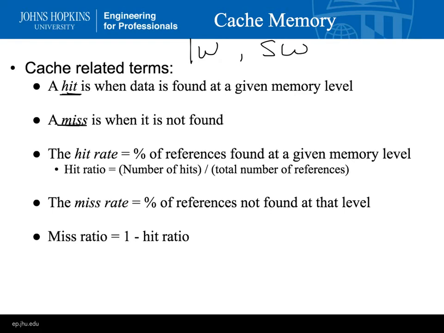The hit rate is the percent of references found at a given memory level, and the hit ratio is just the ratio. So the hit rate would be between 0 and 100, and the hit ratio would be between 0 and 1. Obviously, multiply the hit ratio by 100 and you get the hit rate. And the miss rate is 100 minus the hit rate.